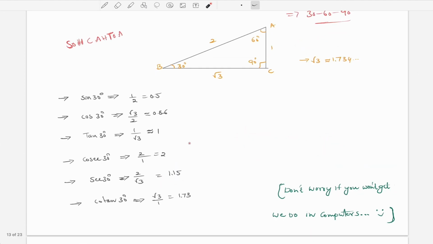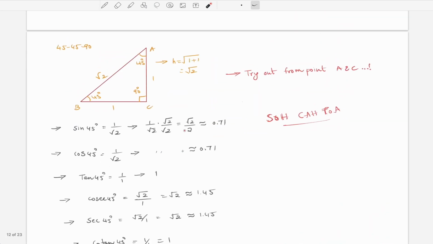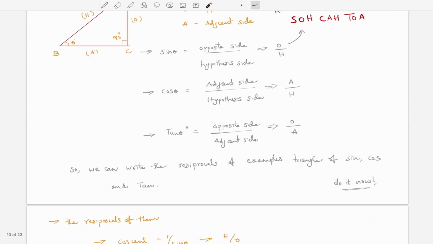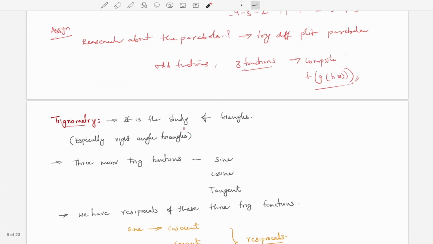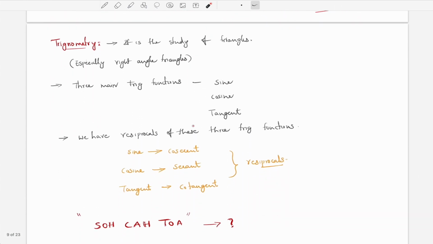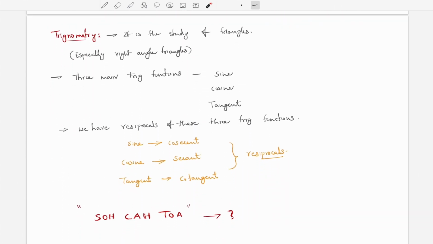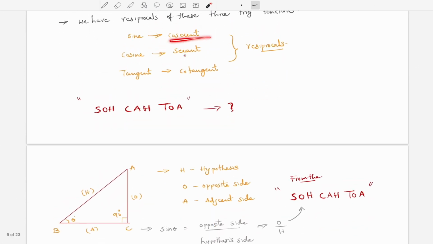So I hope you have a basic understanding of this trigonometry. It's just a basic introduction. Let me recapitulate what I have said. So what is trigonometry? It's just the study of triangles, especially right angle triangles. There are three trig functions: sine, cos, and tangent. We just simply take the reciprocals of them, and we get our cosecant, secant and cotangent.